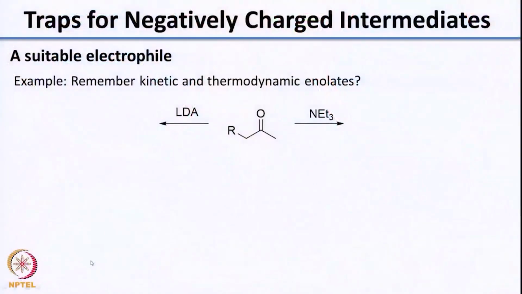But before going, as usual, I will leave you with a question to think about. Remember, we had done kinetic and thermodynamic enolates. In the next class we will start with traps for negatively charged intermediates, and what I want you to think of is I have shown you this reaction on the screen. Actually, you need not think of it, you have already studied it. So, I am sure you will be able to write the answer. I want you to write the structure of the enolate that is formed based on the reagents given.